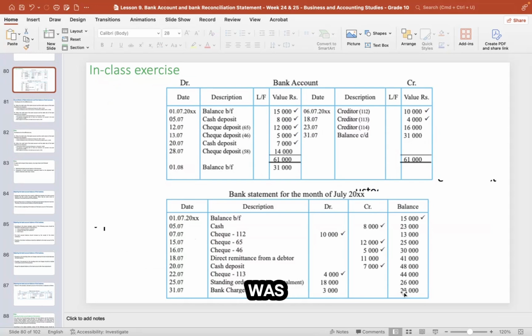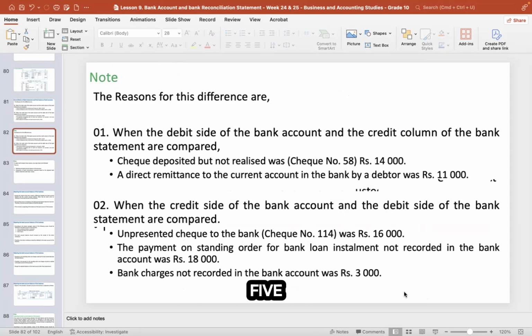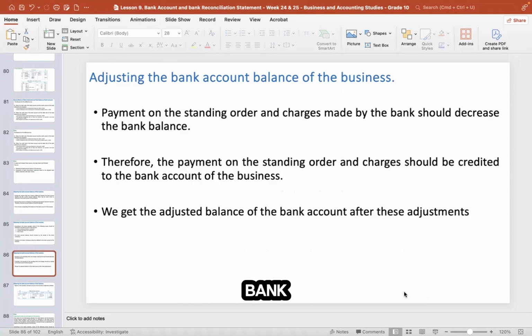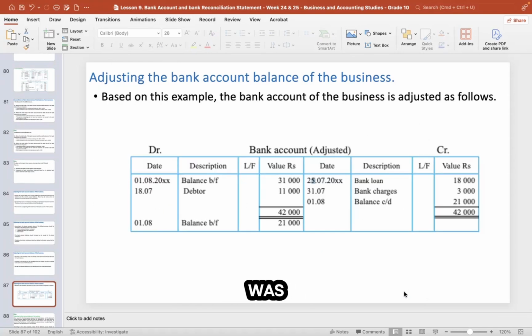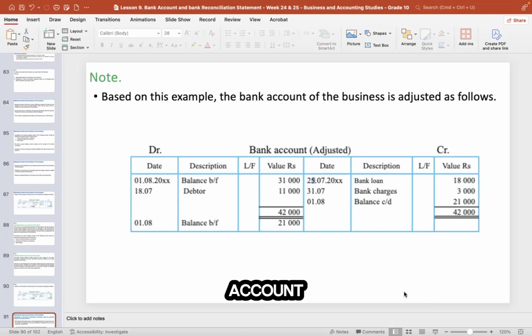Firstly, what we did was we identified the reasons for those things. We identified 5 reasons accordingly. Then we did the adjusting of the bank account. There, the items that are recorded only in the bank statement, we recorded in the bank account also, and we did the adjusting of the bank account.